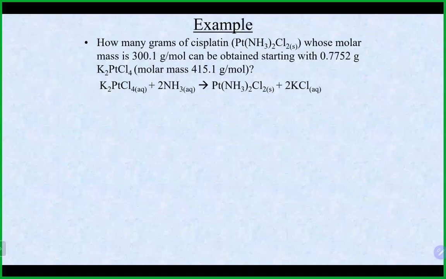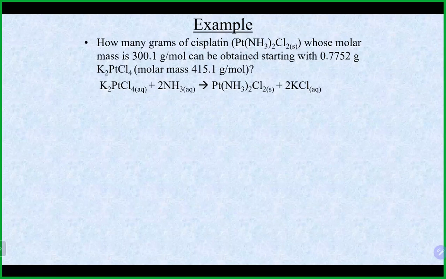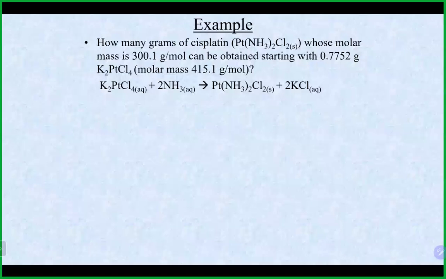All right, so we got this equation. We're looking for how many grams of cisplatin, whose molar mass is 300.1 grams per mole, if you started with 0.7752 grams of K2PtCl4, whose molar mass is 415.1 grams per mole. Let's see what you come up with here.